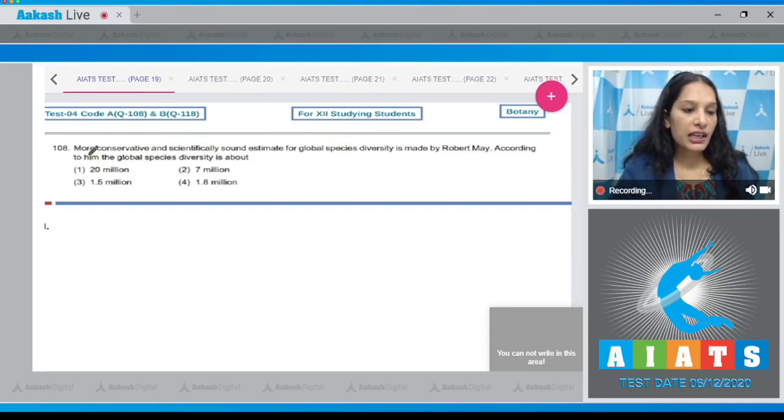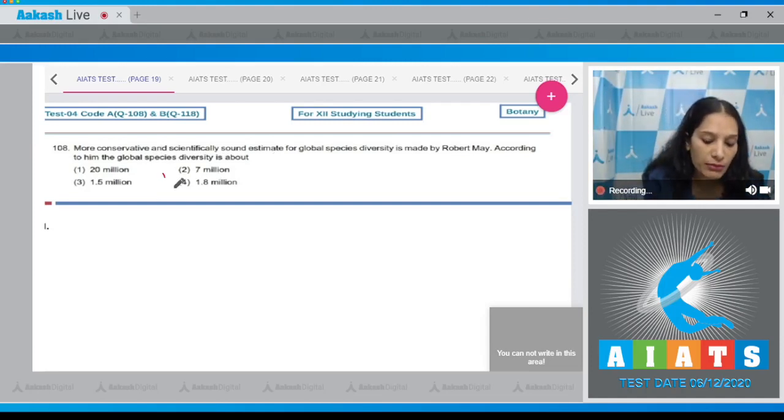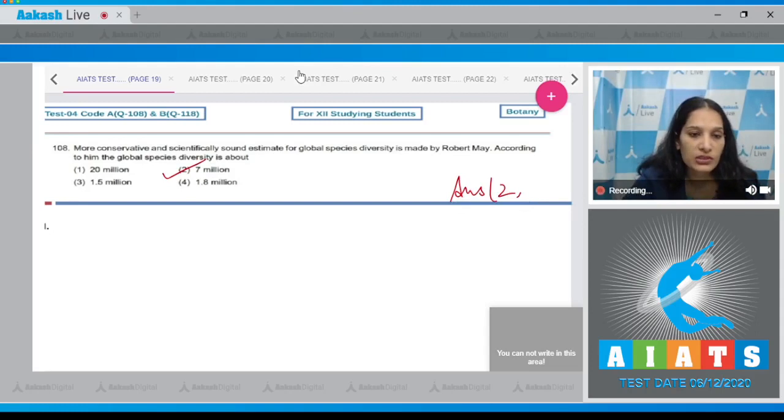Question number 108. More conservative and scientifically sound estimate for global species diversity is made by Robert May. According to him, the global species diversity is about 7 million. So the correct option for the given question is option number 2. Let's move to the next question.